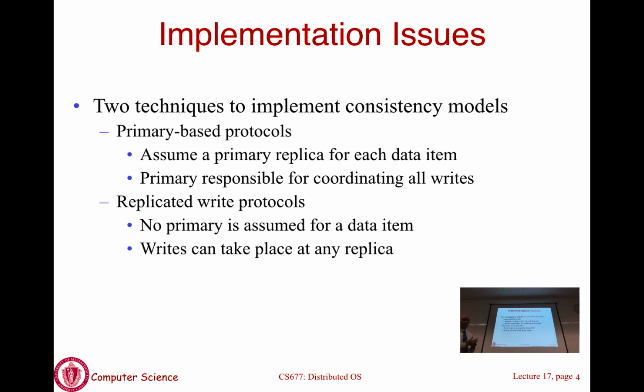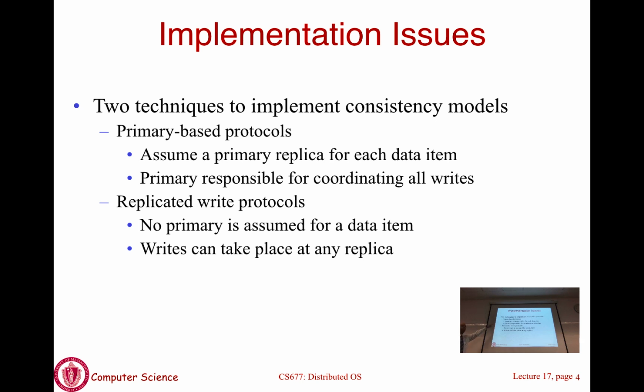All right, so we will continue the discussion from last time. We were talking about consistency models. Today we are going to switch gears and talk more about implementation. This is just a tiny peek into the implementation, because when we get to the World Wide Web next week, a week from today, next Wednesday, we are going to get into a lot more detail about what the web does in terms of caching and consistency. But for now, we are going to look at two different models. One is called the primary based model, the other is called the replicated write model.